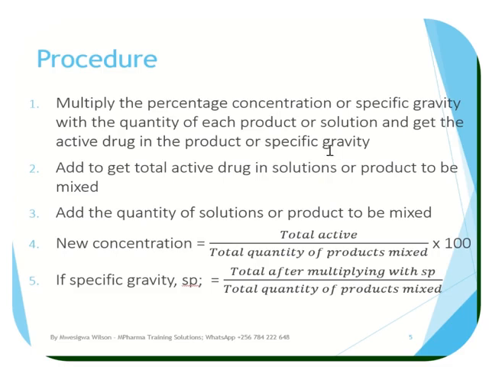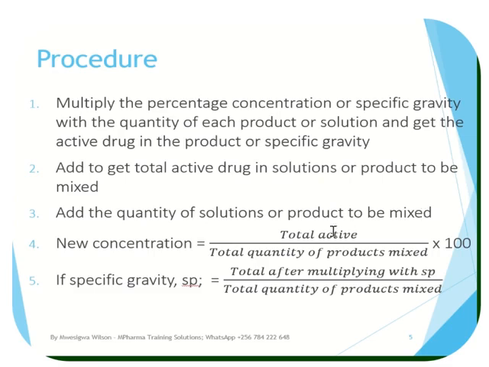Of course, if you're having two or more products, you just say, maybe, 2 out of 100 times the volume or the quantity. Add to get the total active drug in the solution or the product. Now here, if you're having 2 or more products, you do the same for all the products. Then you add, you get the total. Now, also, we get the total quantity of the solution to be mixed. This may be provided if the formula has the word 'to', or sometimes we need to add the 2 or the 3 or 4 products or solutions to get the total quantity.